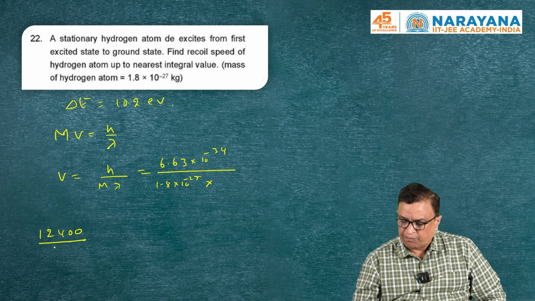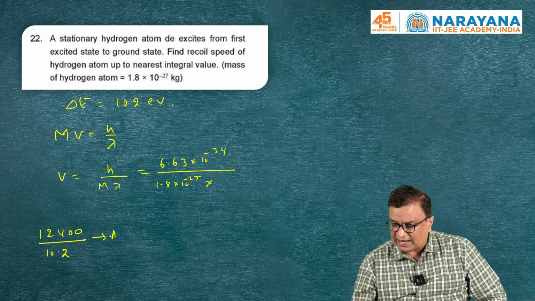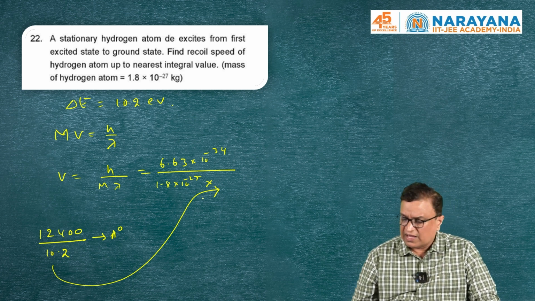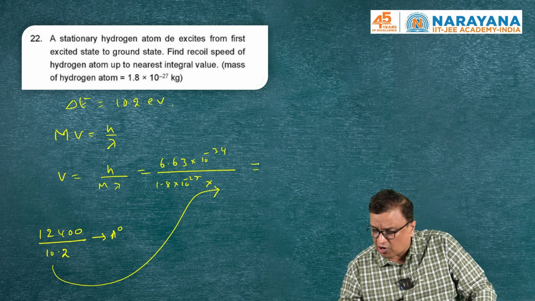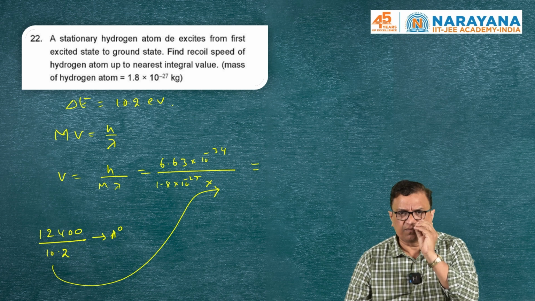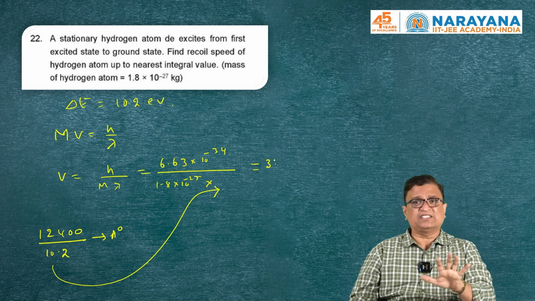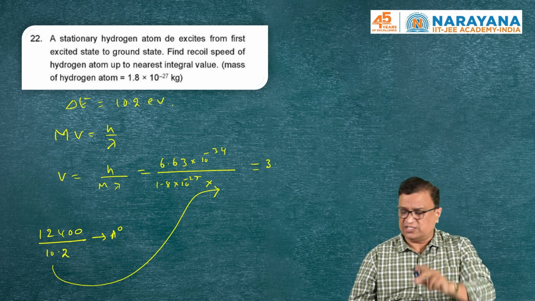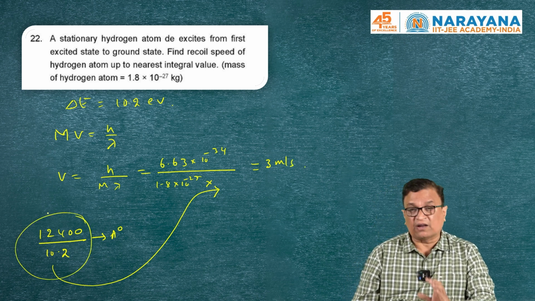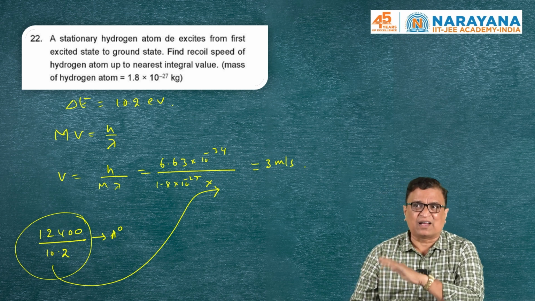12,400 divided by energy in electron volts, 10.2, gives wavelength in angstroms. Substitute that over here. You will get the value of v. And after all such calculation, I got a value close to 3 plus. So that is 3 point something I got. And since most of these integer type questions are trimmed to the nearest integer, I am going with 3 meter per second. But trust me, this is how you should approach. Otherwise, it will take a long path. Even otherwise, I won't touch this question, please, because it's a lengthy question.